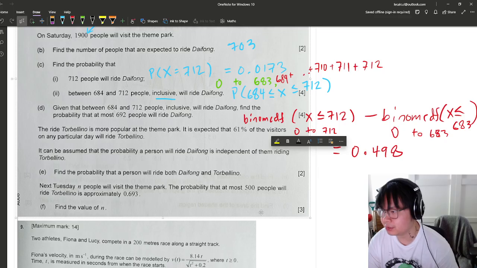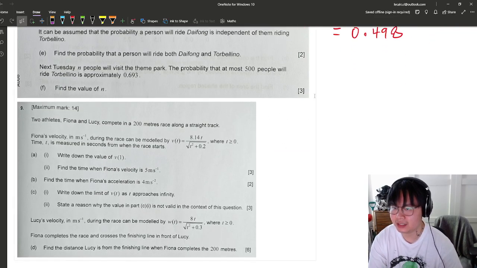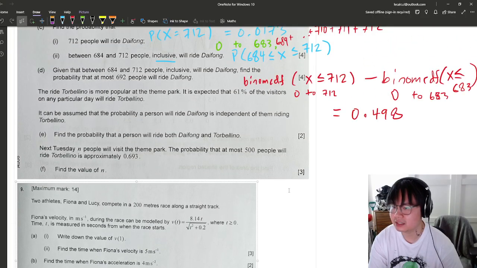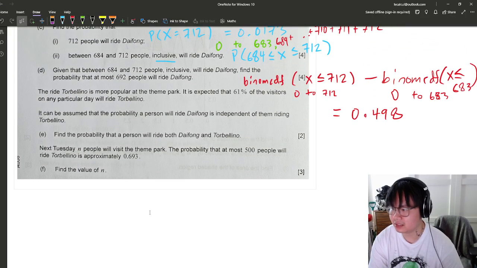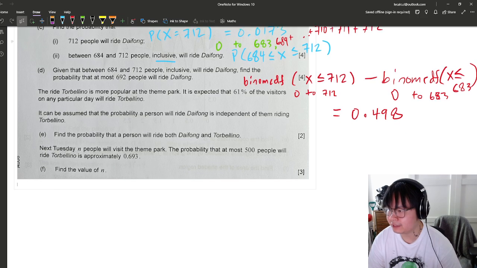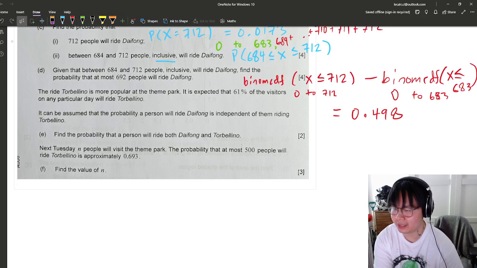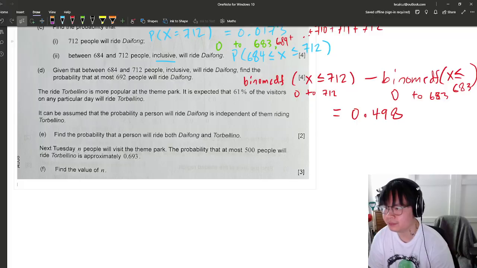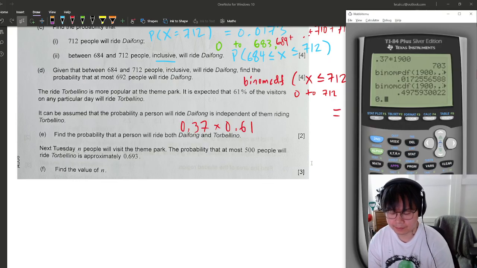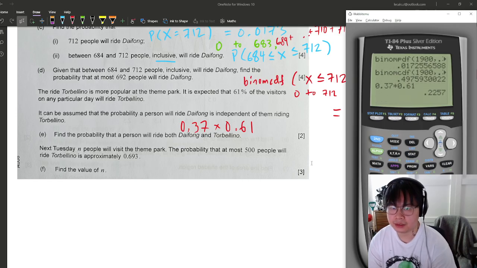Cool. And then let's talk about Torbolino. Torbolino, 61% of visitors. It can be assumed independent of Daifang. Find the probability that a person will ride both Daifang and Torbolino. Okay, that's easy enough. Since they're independent, Daifang is 37%, Torbolino is 61%, so we can just multiply them together. So 0.2257.